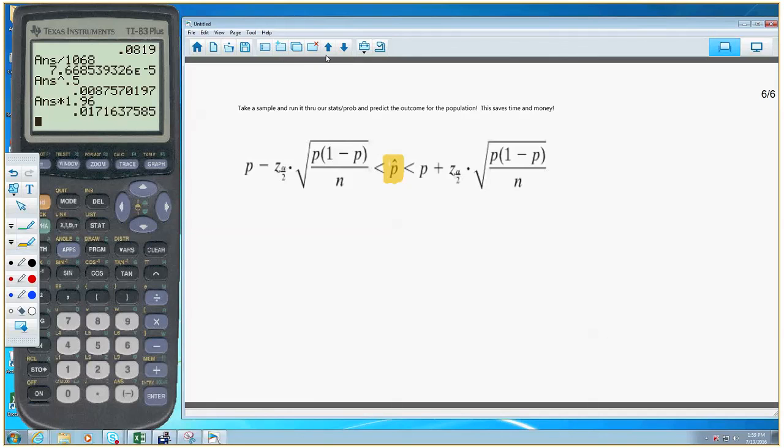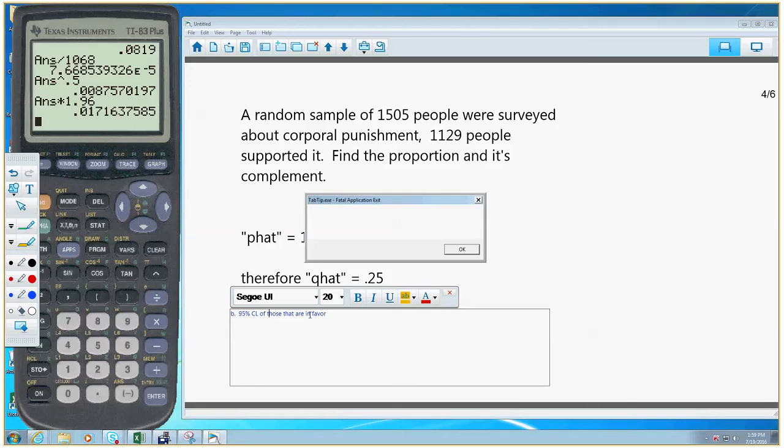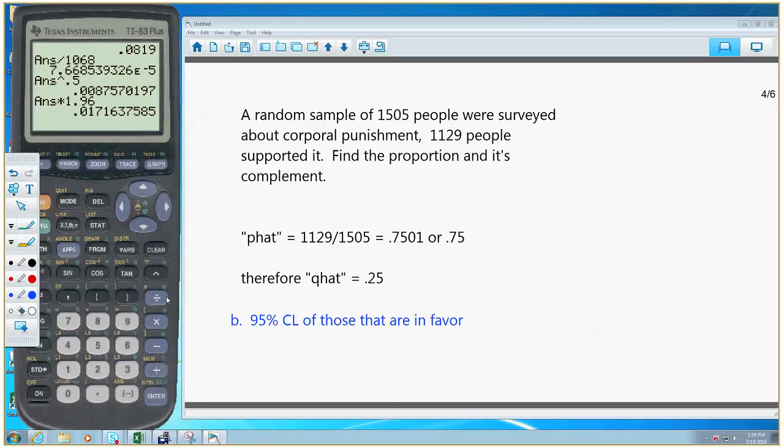Did I go? I was trying to blow it up for you. There we go. Find me a 95% confidence level. I want to know the confidence interval of a 95% confidence level of those that are in favor of corporal punishment.